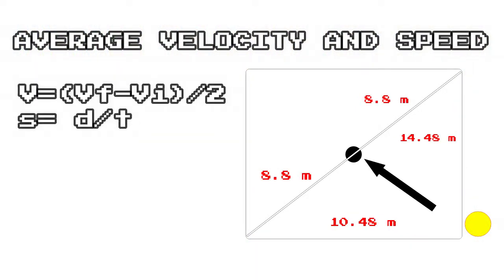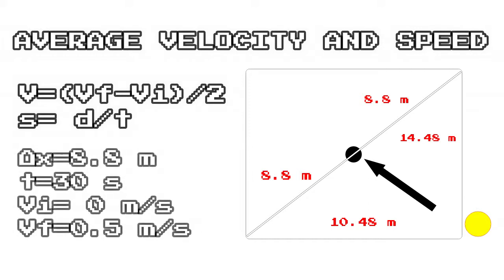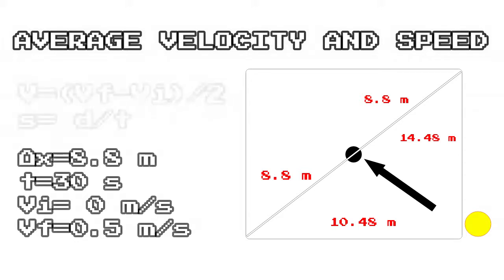Thanks to the Pythagorean theorem, we can calculate the displacement we made to get to the ball. Also, we have the time and the initial velocity, so now with the formula of the average velocity we can get it.